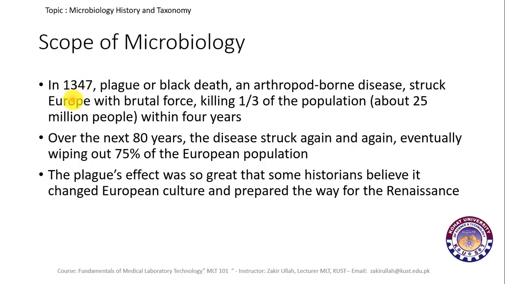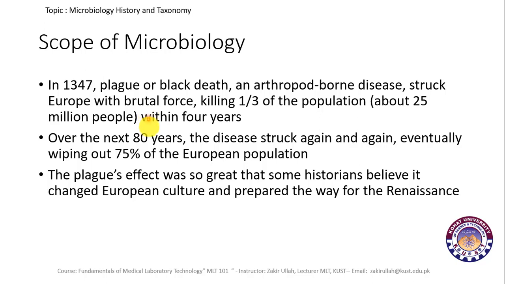So in 1347, the plague, also called the Black Death, an arthropod-borne disease caused by Yersinia pestis, struck Europe with very brutal force, killing about one third of the population, roughly 25 million people, within the 4 years after the attack. So during these 4 years, the Black Death killed more than 25 million people.